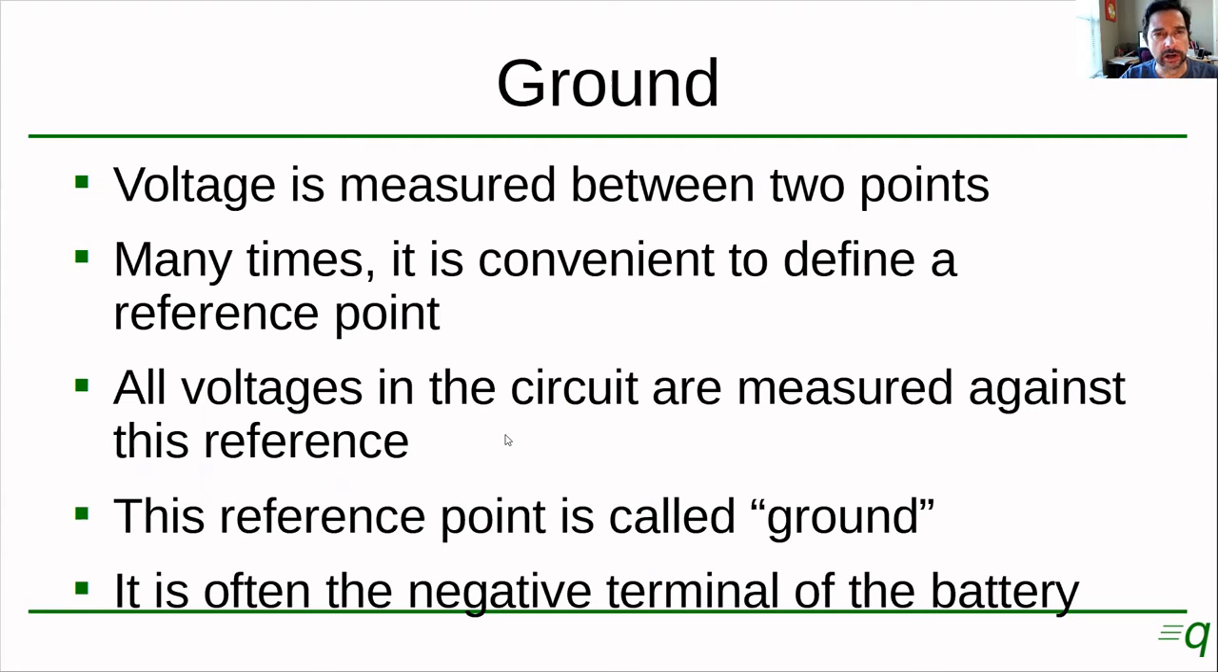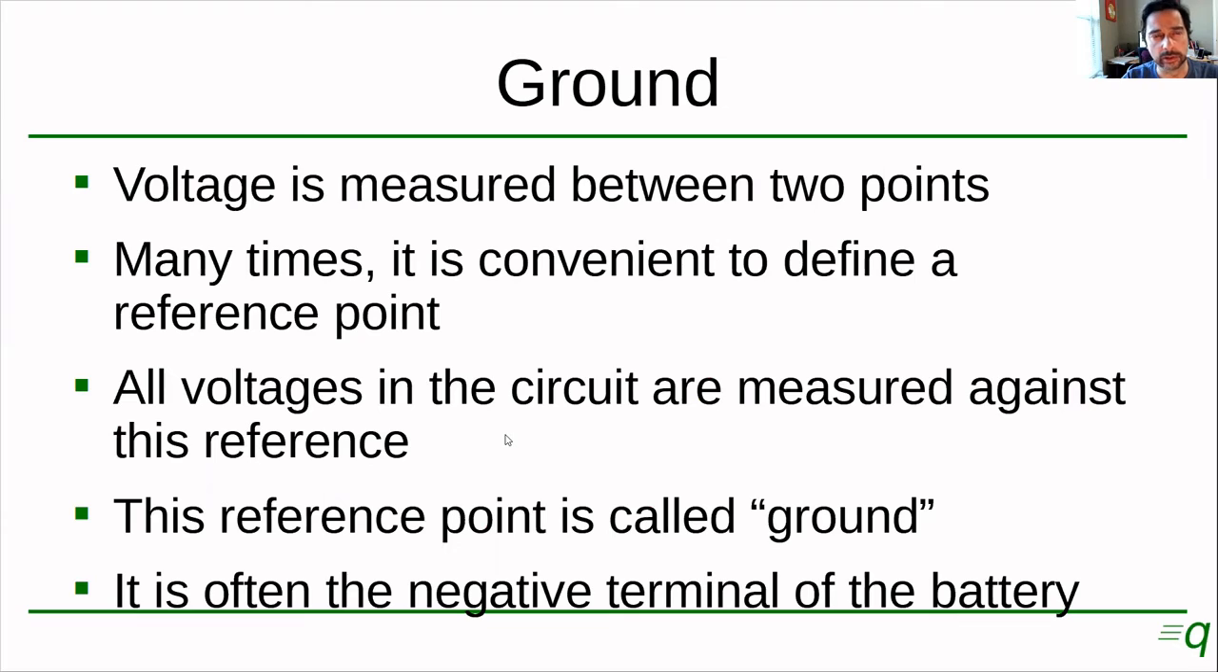Now, let's talk about ground. What is ground? I've been mentioning that voltage is measured between 2 points, right? So A and B. But many times it is convenient to define a reference point and measure all the voltages against that reference point, right? And this reference point we're going to call ground. It is often, but not always, the negative terminal of your battery, if it is a battery operated device. Now, this is just a convention.